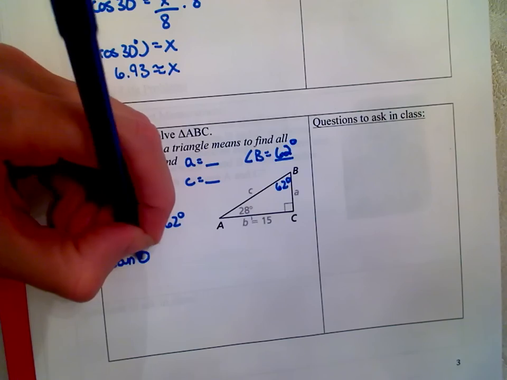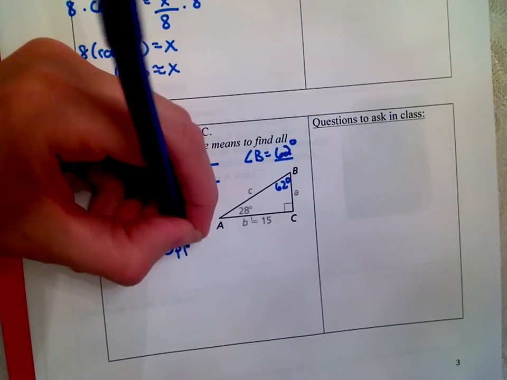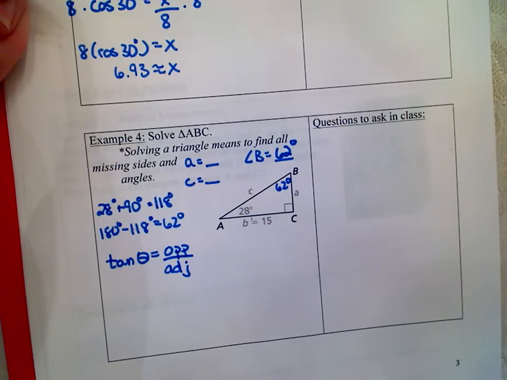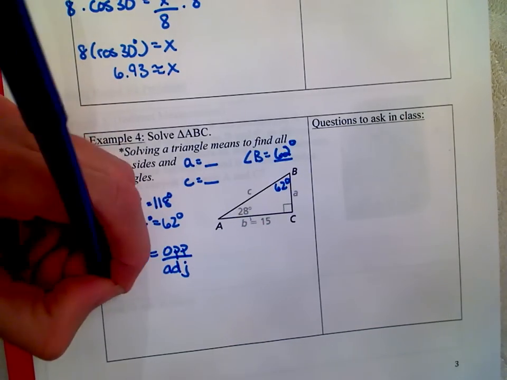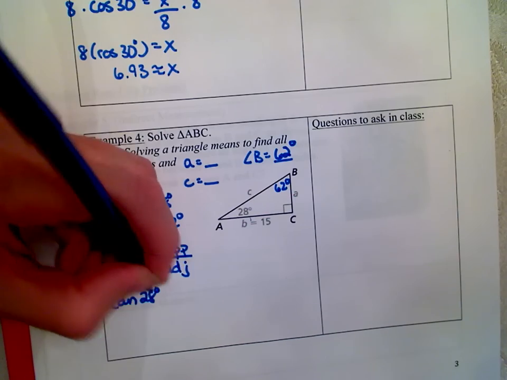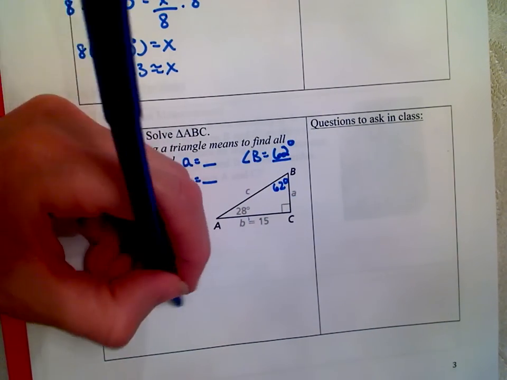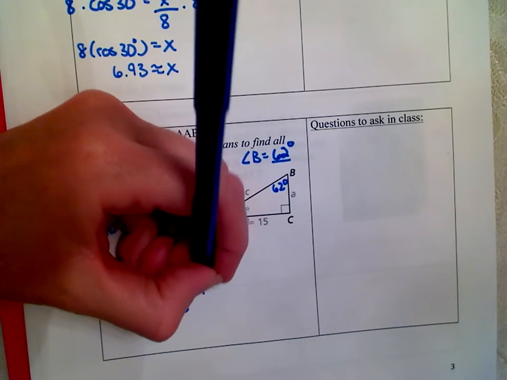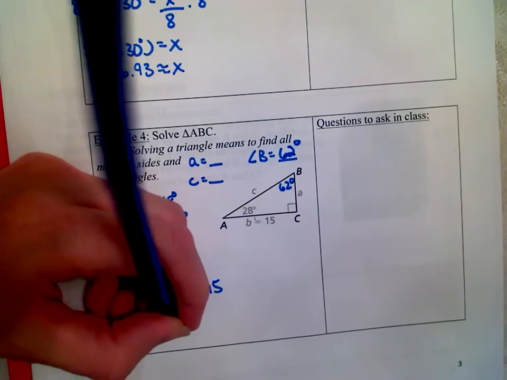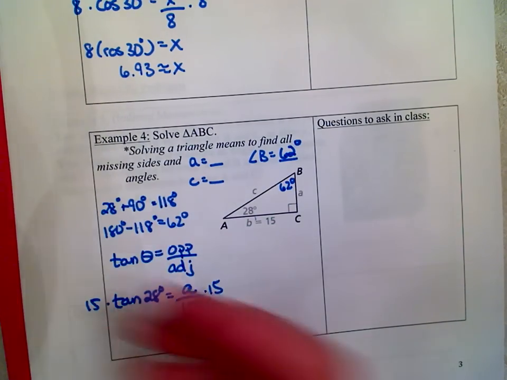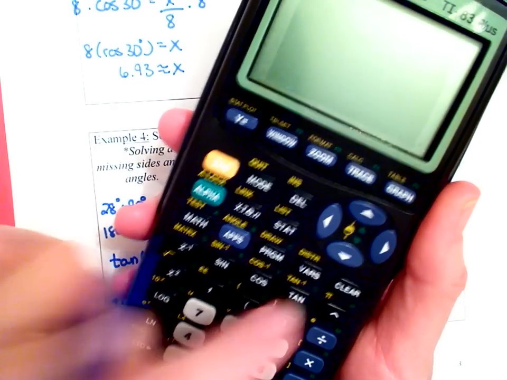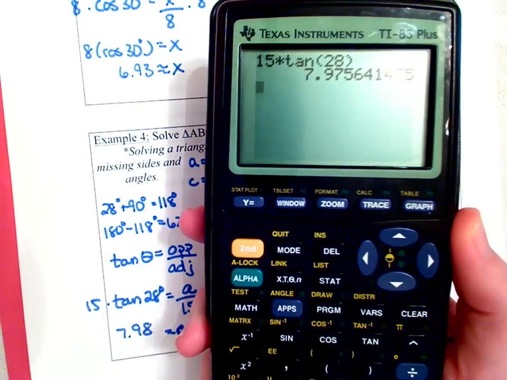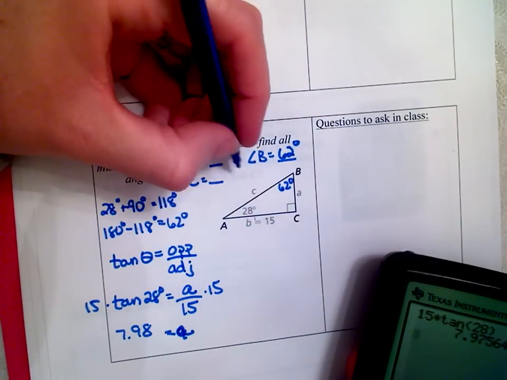So I'm going to write down the tangent formula. Tangent of my angle is equal to the opposite leg over the adjacent leg. And just like the last problem, I'm going to fill in what I know. I know my angle A is 28 degrees. The opposite side is just marked A, and the adjacent leg is marked 15. And just like the last problem, I can now multiply both sides by 15. Oops, that's an A. And 15 times the tangent of 28 degrees gives me approximately 7.98. And so now I have side A.